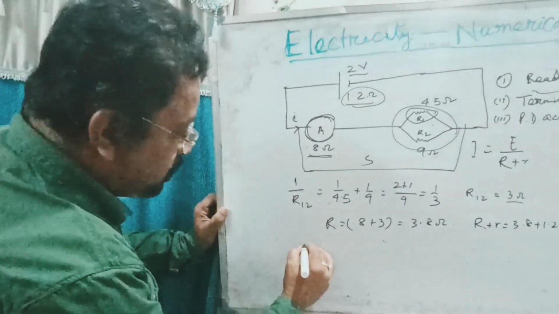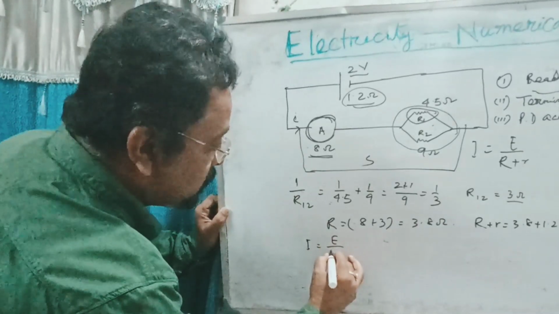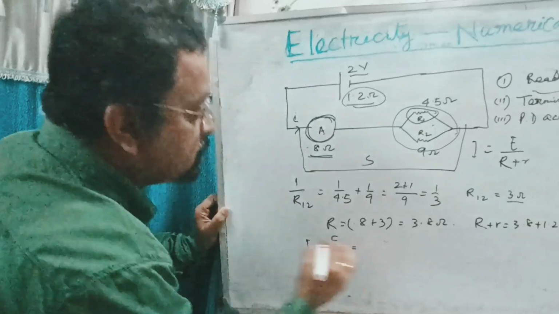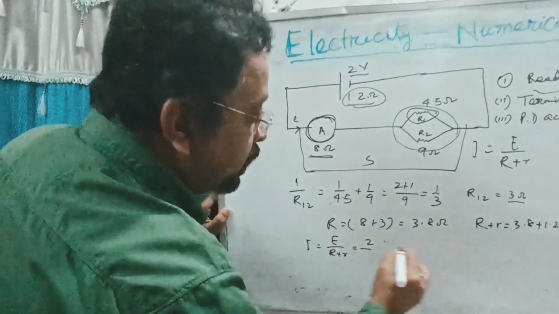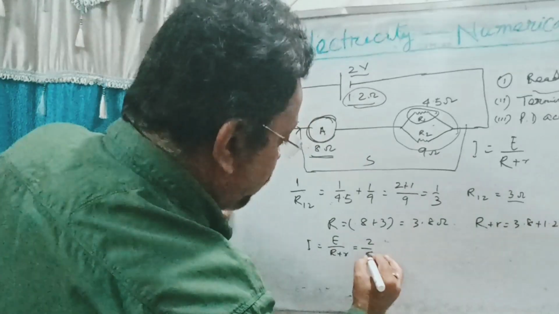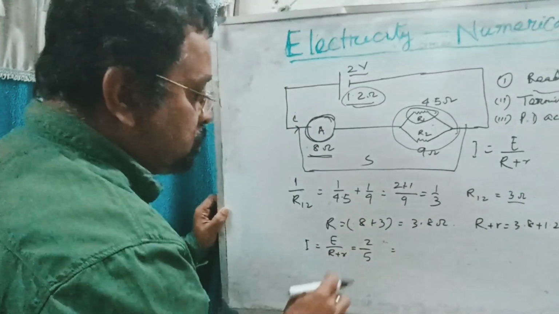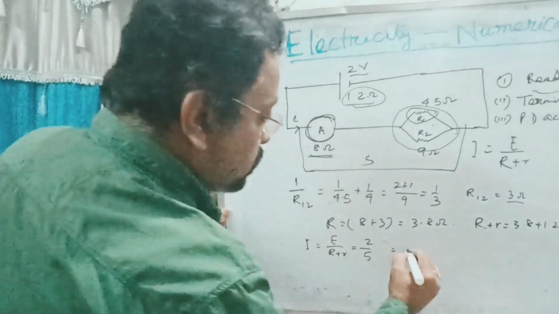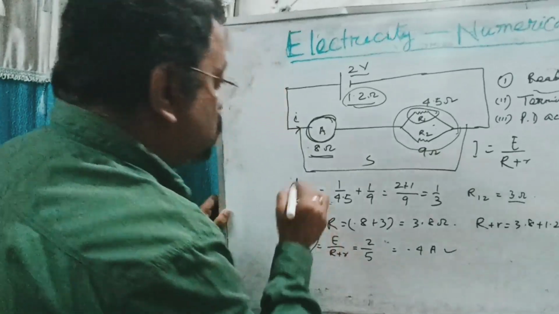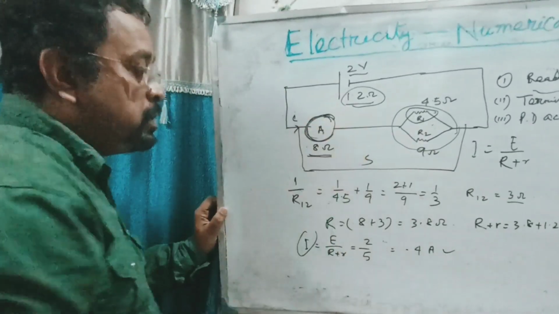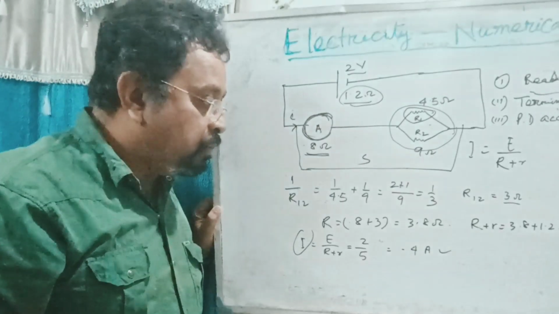So we can use this formula. I is equal to E divided by external resistance plus internal resistance. What is the value of E? This is 2. 2 divided by 5. This much ampere, 2 divided by 5, this is 0.4 ampere. So this is the value of I. So the ammeter reading is 2 by 5, or 0.4 ampere.